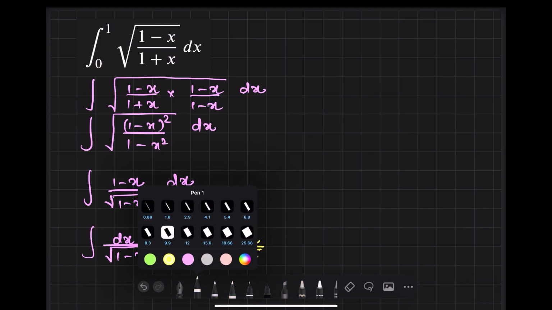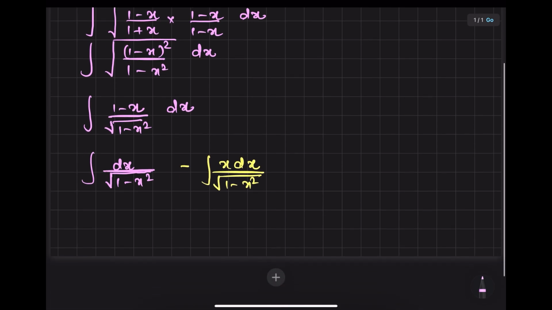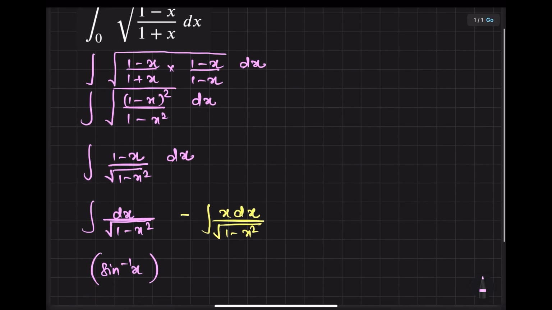Now, focus on question number 1. It is the integration of 1 by root over (1 minus x square), and you know it is direct. It is sine inverse x. Correct? Now, what is the upper limit? Upper limit is 1, lower limit is 0.